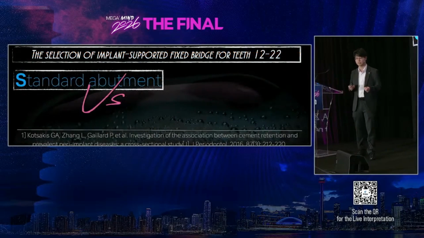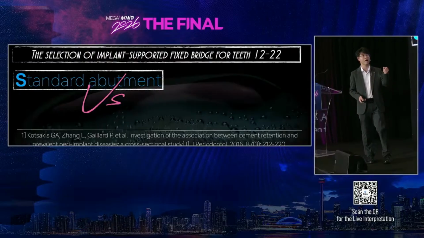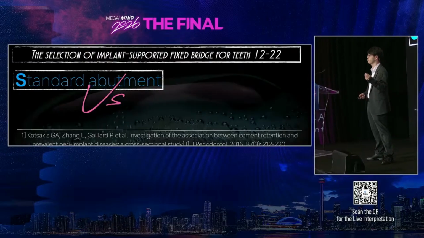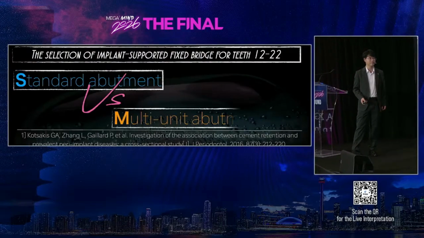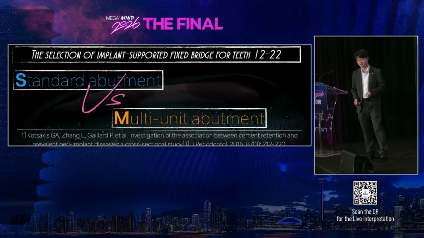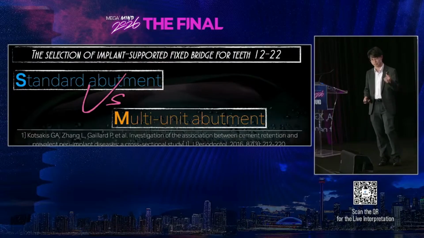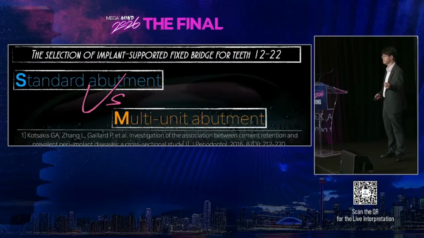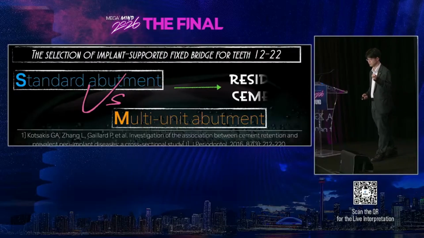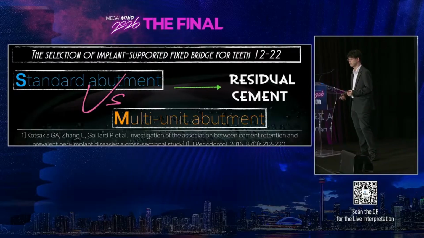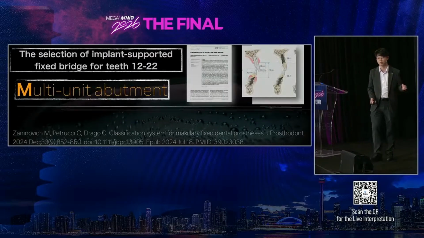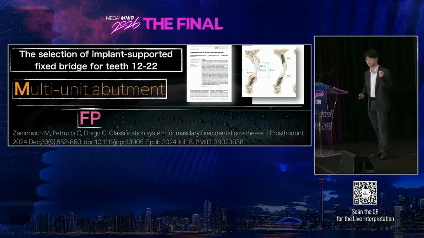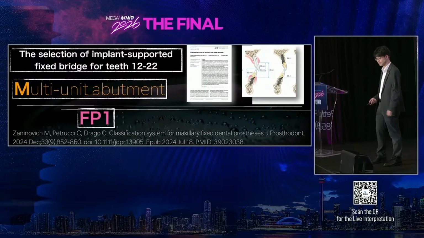For the implant-supported fixed bridge on 12 to 22, we have two choices. One is a standard abutment, another is a multi-unit abutment. In the research papers, we can see the standard abutment can cause residual cement. Maybe in the future, it will cause peri-implant disease. So we choose a multi-unit abutment and follow the concept of the FP1 because we need a better aesthetic result.